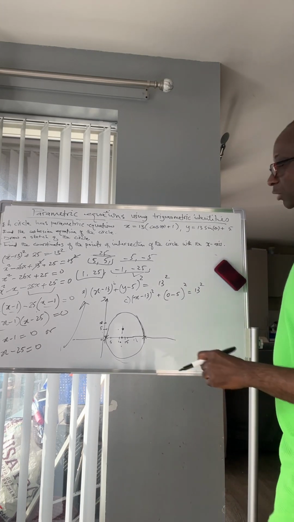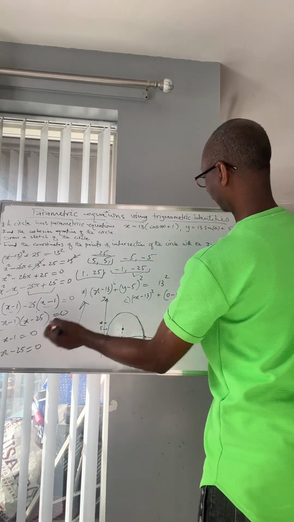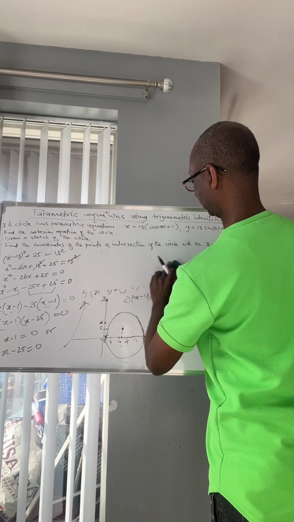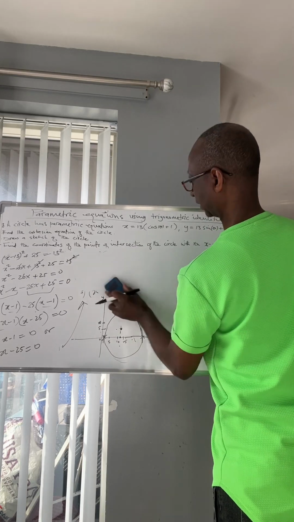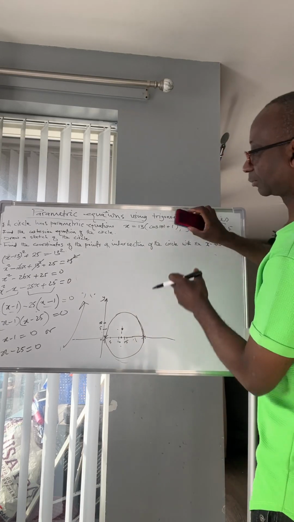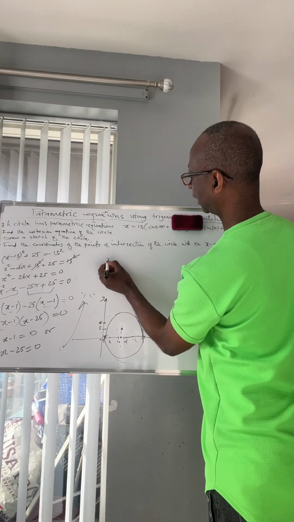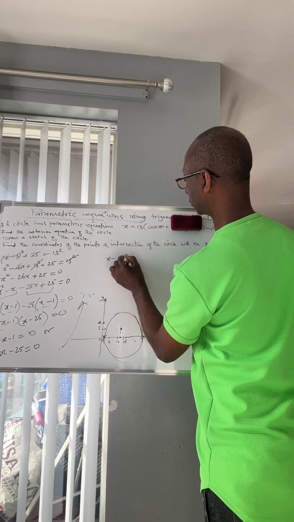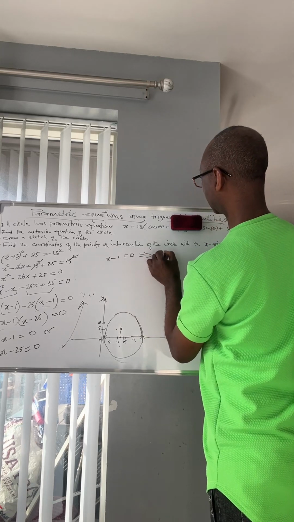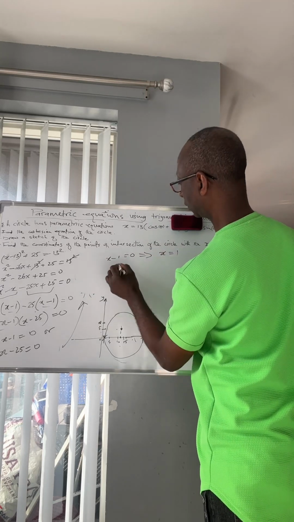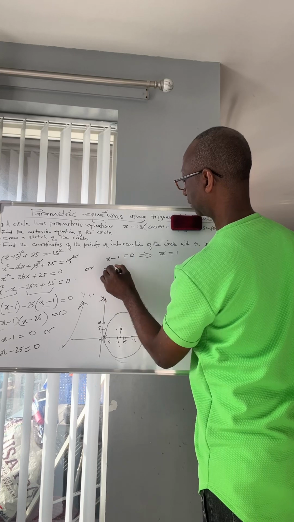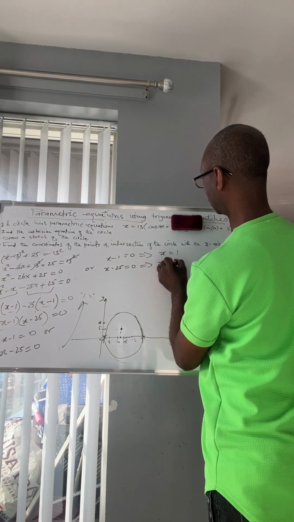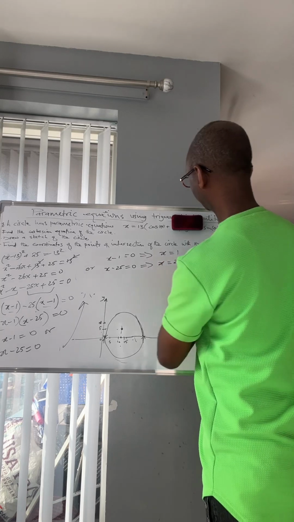Right? So if that is the case, we now have x minus 1 equal to 0. This means x equals 1. Or x minus 25 equals 0. This implies x equals 25.